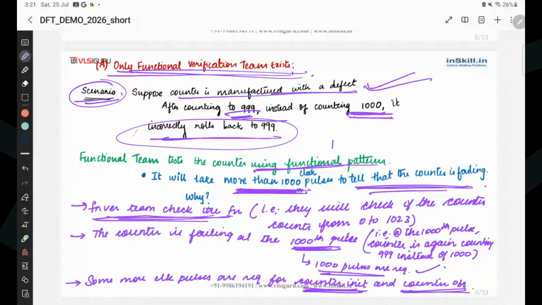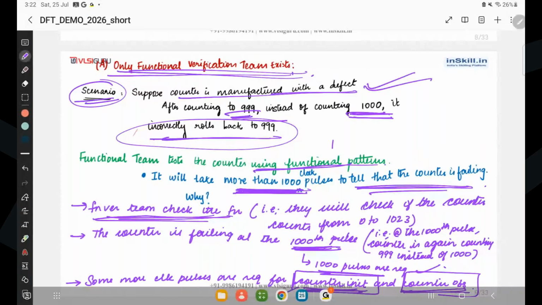And then some more clock pulses are required for counter initialization and counter observation. Counter initialization means the counter has to be brought to some initial state, and counter observation means the output of the counter has to be taken to some register and the register has to be read. So that is why the functional verification team will take more than 1000 clock pulses to tell that the counter is failing, because they will be checking the functionality.